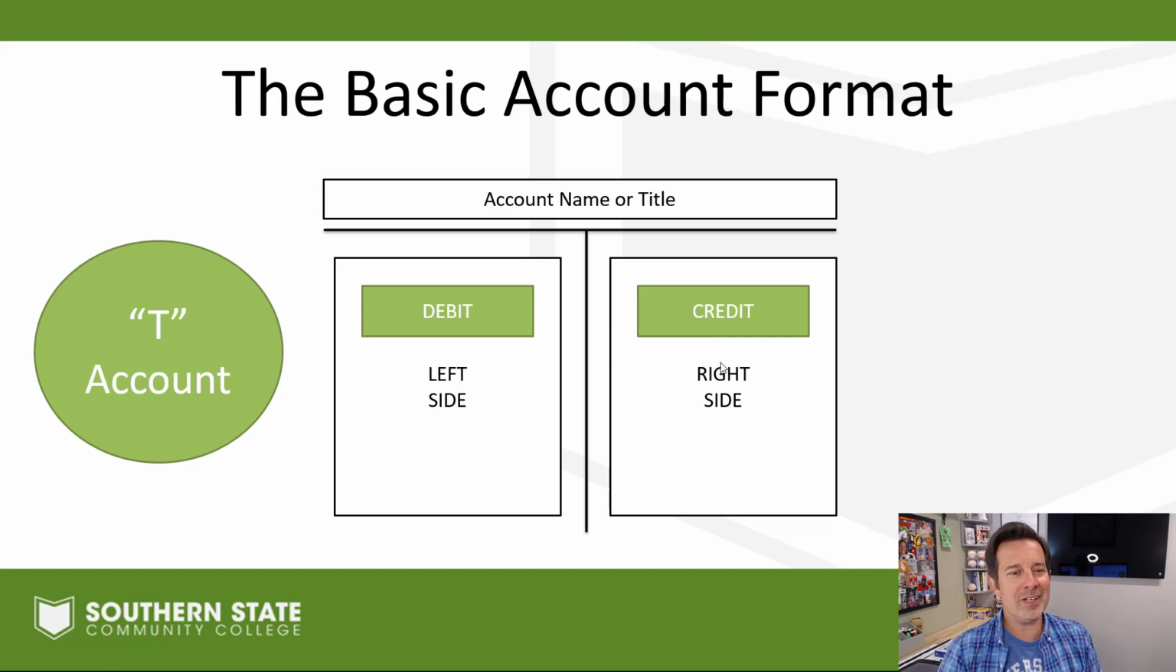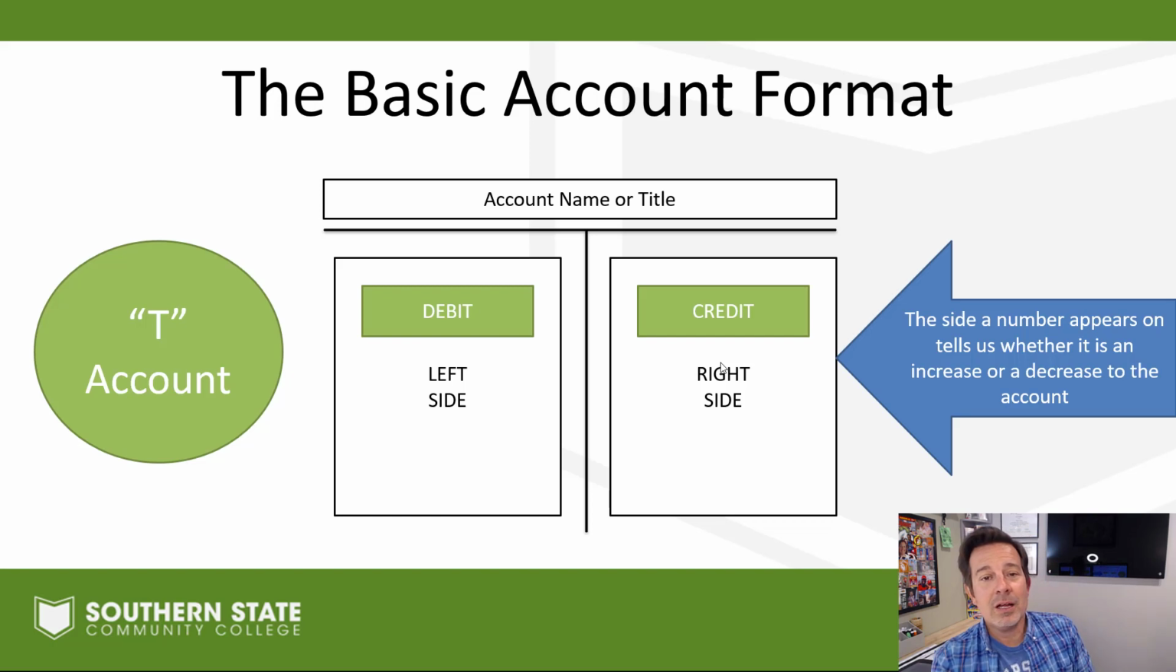And so, wait a second, where did you get DR? Is it going to be like DB for debit? No. It comes from the word debitor, an old Latin term. So it's literally DR and CR, left and right. That's all you need to know about debit and credit. Now, the side we put a number on is going to tell us whether or not that account is going up or down. And that changes depending on the kind of account we're dealing with.